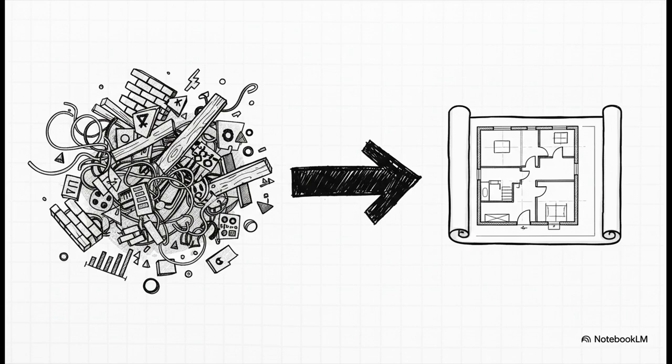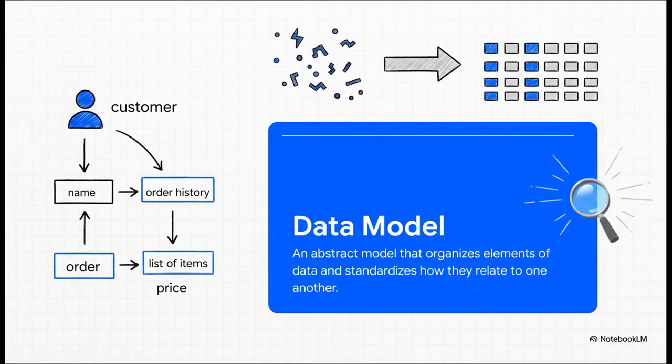You need that plan. So that plan, we call it a data model, and it's basically a set of rules that defines how different pieces of data relate to each other. For instance, the model says a customer has a name and an order history, and an order has a list of items and a price. It's the thing that brings logic to the chaos.